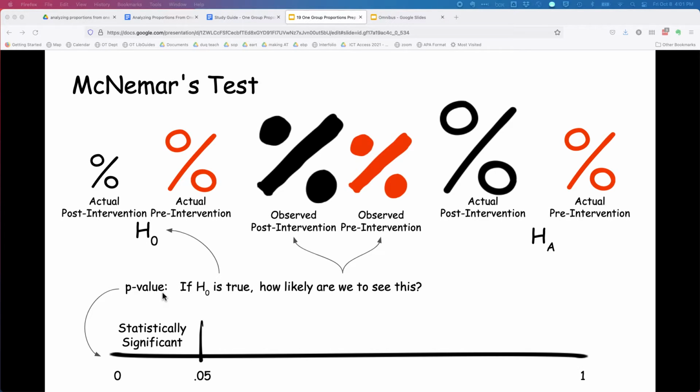And the p-value that we get from McNemar's test gives us the probability that if this is actually true, if our intervention makes people less likely to wind up in the desired category, we would have seen the data that we saw. And if our p-value is less than 0.05, we say that it's statistically significant, that it's very unlikely that we would have seen the difference that we saw, the change from pre-intervention to post-intervention, if this null hypothesis was true.